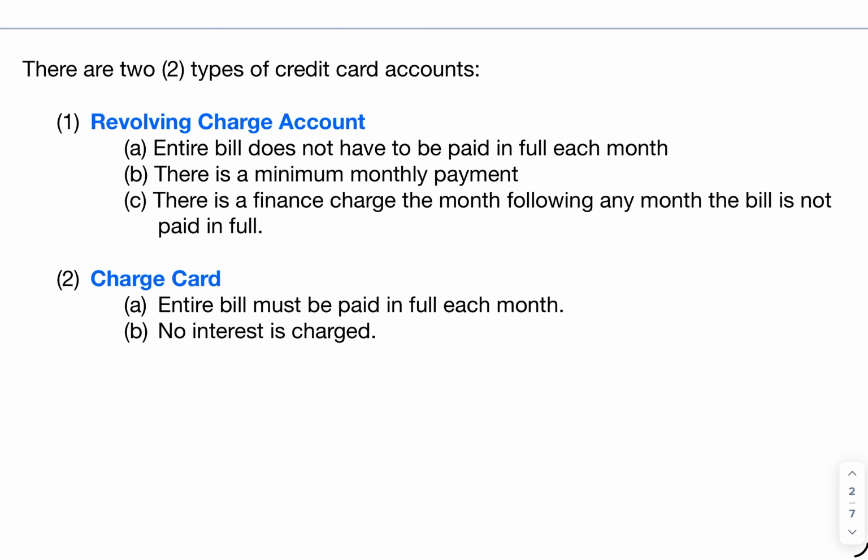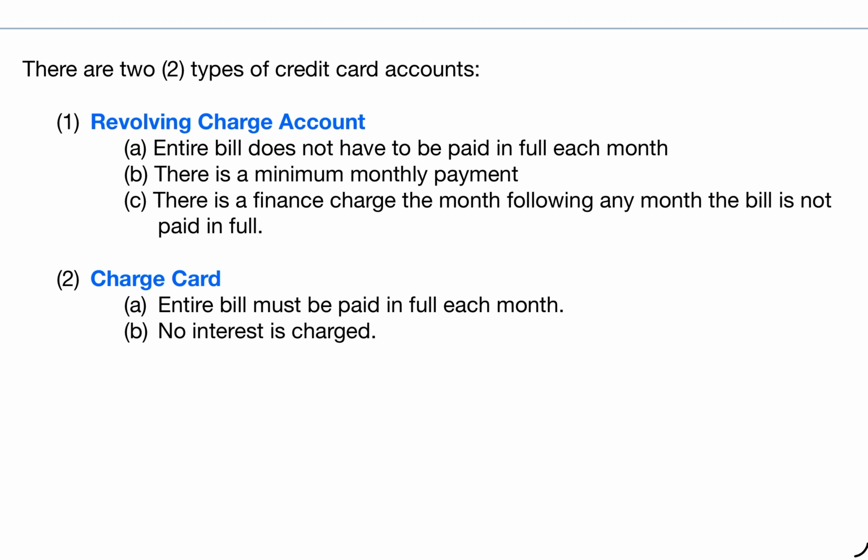So there are essentially two types of credit cards. One's called a revolving charge account, and then the other is called a charge account. And the difference is that with a revolving charge account, you don't need to pay off the entire bill at the end of the month. There's typically a minimum monthly payment that you need to pay in order to avoid certain fees by the credit card issuer. However, there's also a finance charge at the end of the month following any month the bill is not paid in full.